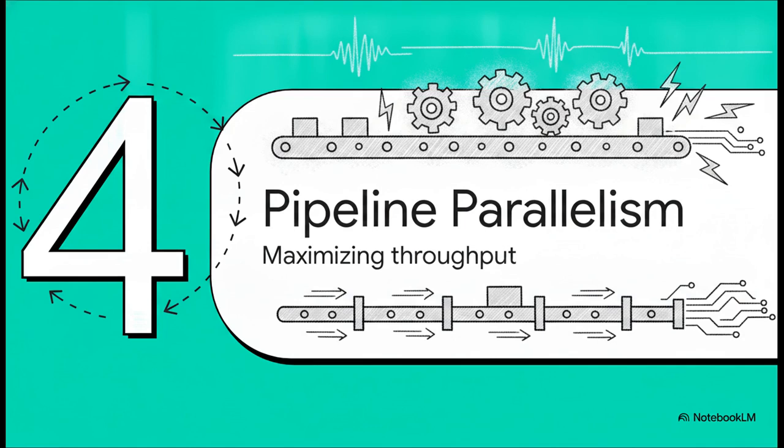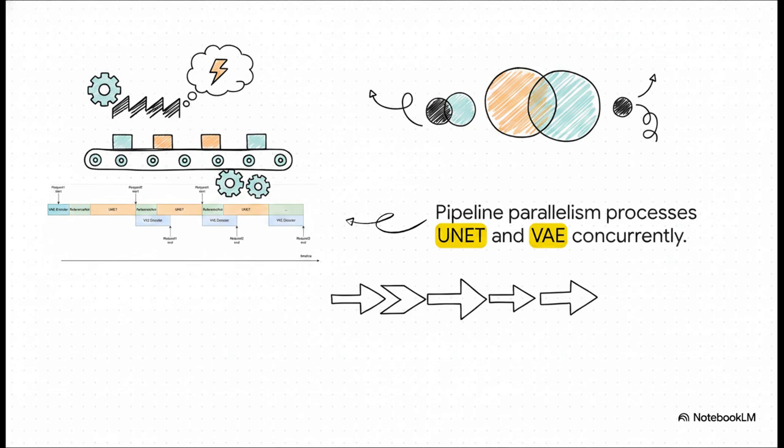Section 4, Pipeline Parallelism in Action. Now, this is where a brilliant engineering hack called pipeline parallelism comes in to keep things running continuously. Think of it like a highly efficient factory assembly line. In an unoptimized model, request 1 would go through the unit module, then the VAE module, and request 2 would just have to wait patiently in line until request 1 was totally finished.